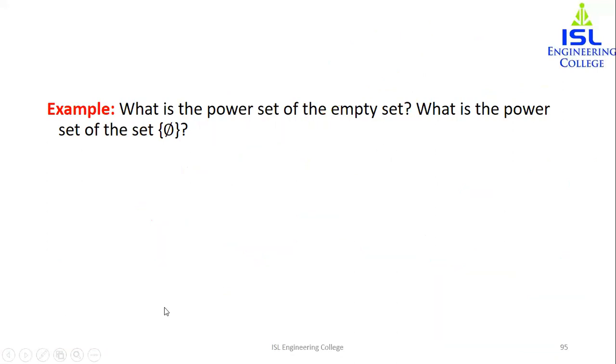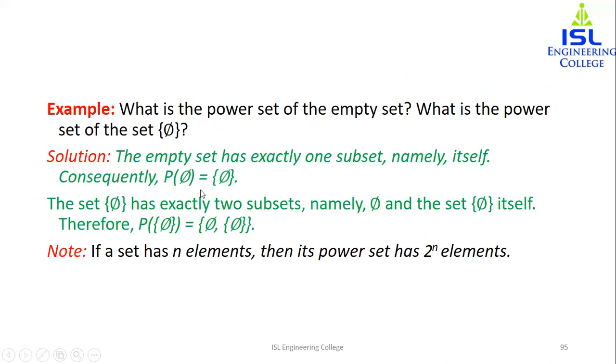Let's see the solution for this. This is the note that I was explaining. If a set has n elements, then its power set has 2 power n elements. And the empty set has exactly one subset, while the singleton set will have 2 subsets.